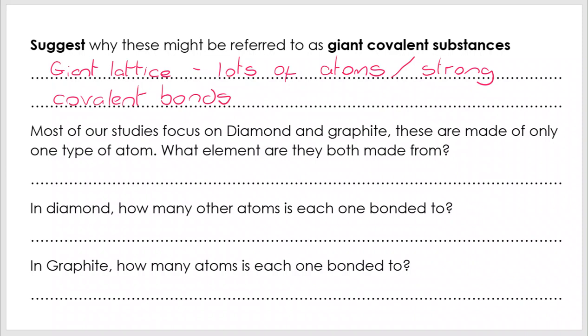Let's compare that to simple covalent, where we have water as an example. 1 oxygen, 2 hydrogens, that's your molecule. And then from there, we have got an intermolecular force to another molecule. Okay, what element are diamond and graphite made from? We've already discussed this. It is carbon. In diamond, each carbon is bonded to 4 other carbons. And in graphite, each carbon is bonded to 3 other carbons.